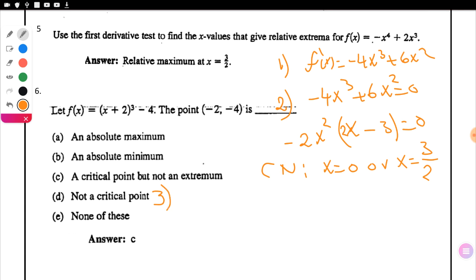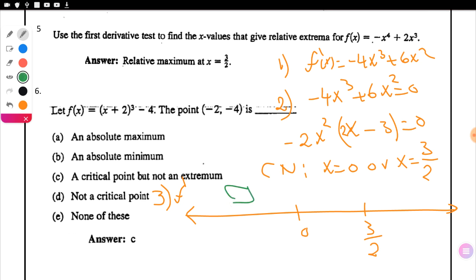Third step, draw the line for the first derivative test. Here write 0, here 3 over 2. Test values: here negative 1, between 0 and 1.5 I will take 1, after 1.5 it will be 2. Then replace in the first derivative, because I use the first derivative test. Just replace. Negative 1 gives negative 4, positive 4, so it will be positive.